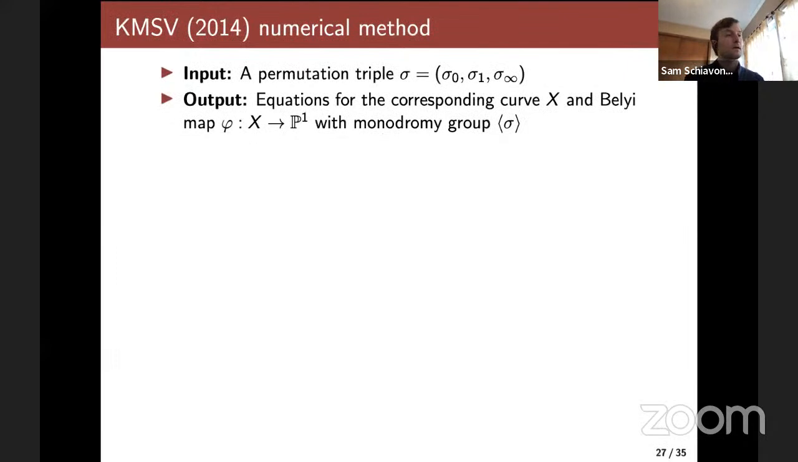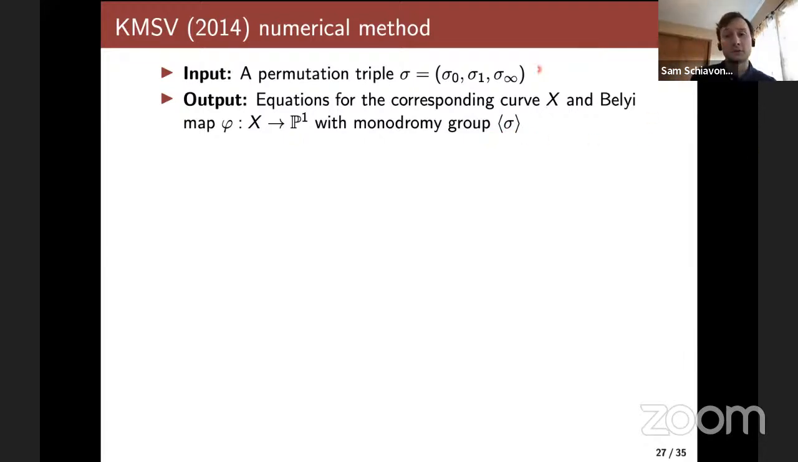Okay, so this is a paper I wrote with Mike Klug, Mike Musty, and John Voight in 2014, presenting a numerical method to compute Belyi maps. So here's a rough outline of how our numerical method works. We start off with a permutation triple sigma, and we get as output equations for the corresponding curve X and Belyi map phi with monodromy group given by this sigma.